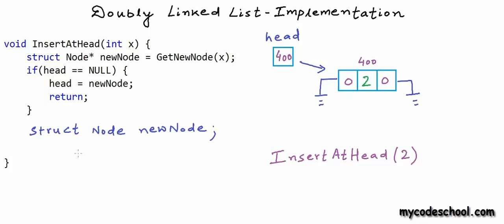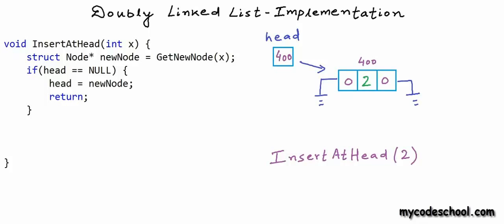If we would have created the node like this, struct node new node, then in this declaration new node is not a pointer to node, it's a node. We are not saying struct node asterisk. So if we would have created the node like this, the node also would have been cleared. Okay, coming back to the function here, let's write the rest of the logic.